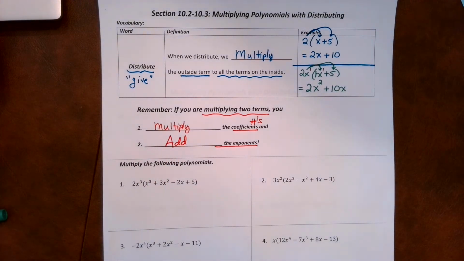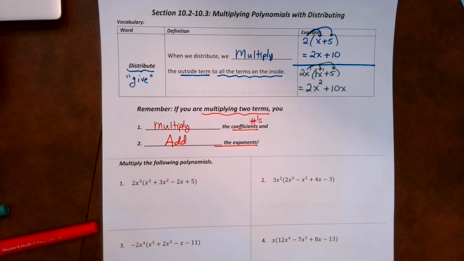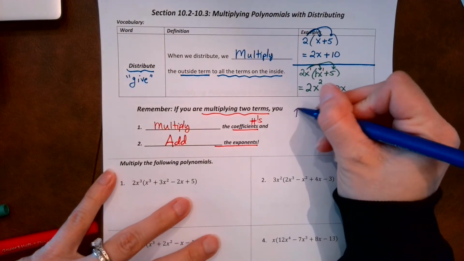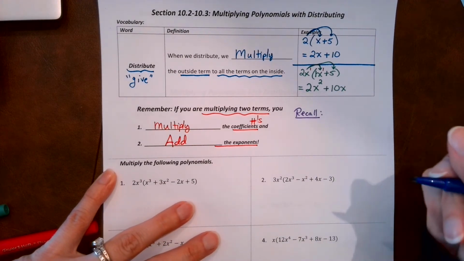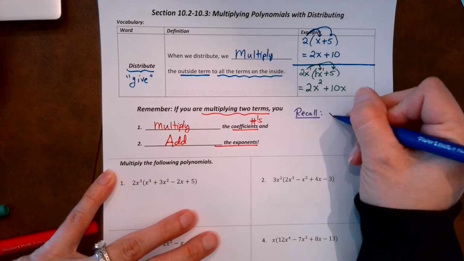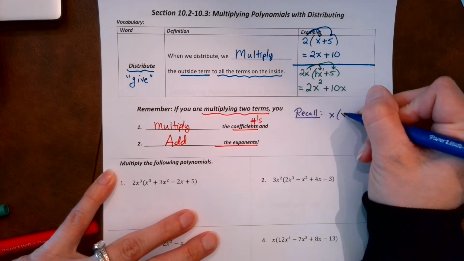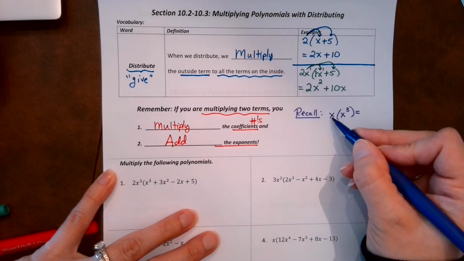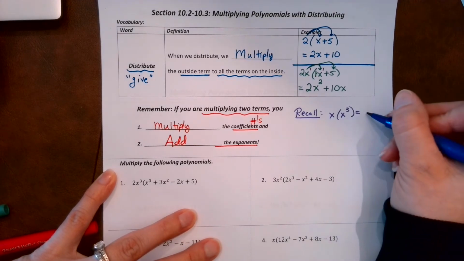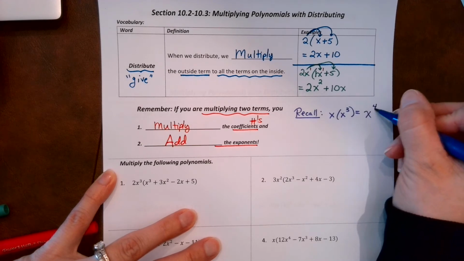Let's just add some things here. This is lessons from previous chapters. So recall, this is what you've learned from your past. That's going to help you. If you have x times x to the third, that's 1 x times 3 more x's. That makes x to the 4th power.